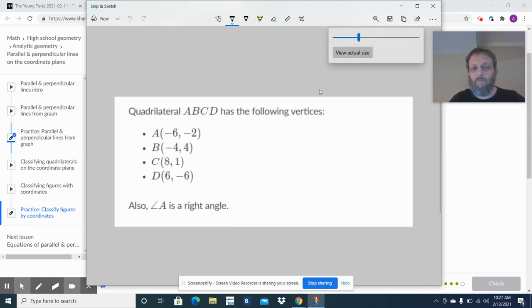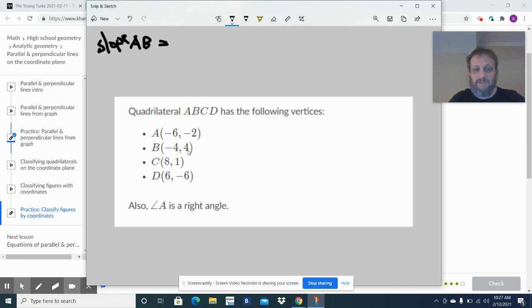What you can do is you can say, okay, what is the slope of AB? So the slope of AB is from -2 to 4 is a change of 6. And from -6 to -4 is a change of 2. And so that reduces to 3 over 1. And then you can say, okay, what is the slope of BC?